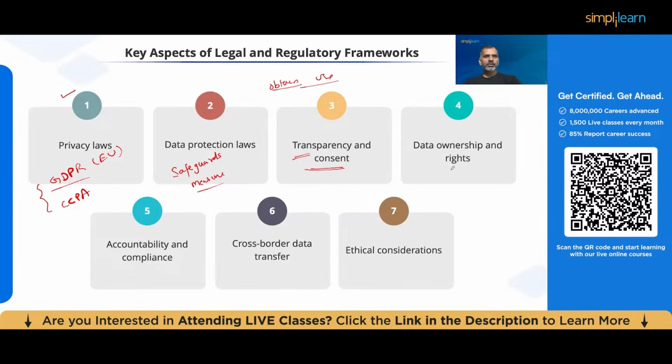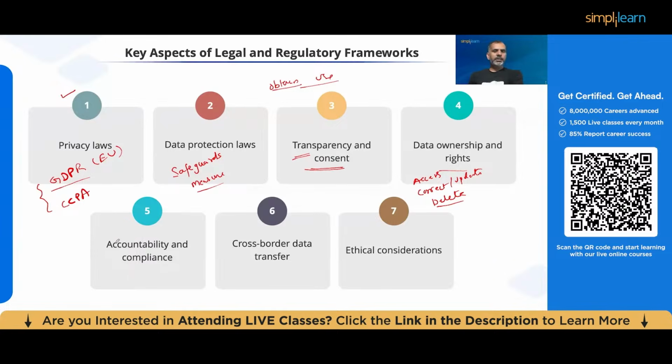Finally, it talks about data ownership and rights. This defines the individual's rights over the ownership of the data. This is where we talk about the right of access, the right to correct or update, as well as the right to delete. So if I'm not interested in sharing my information, even later when I have shared my information earlier, I can have the control to delete that particular information. This is where we talk about data ownership and rights.